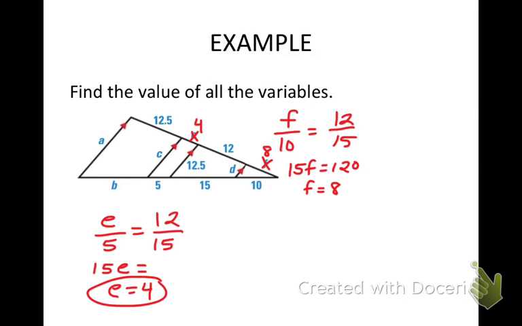Okay. Is there any other variable that is on the top or the bottom? B. Okay, so let's do a B ratio. 12.5 over B. 4 over 5 would work. So 12.5 times 5 divided by 4 is, I'm getting 15.625. Is that what you guys got? Yeah.